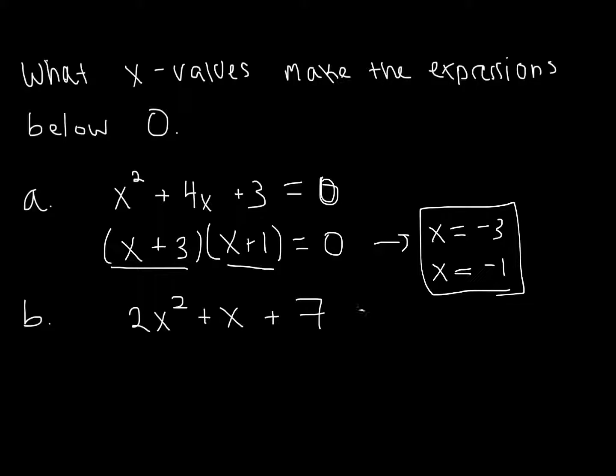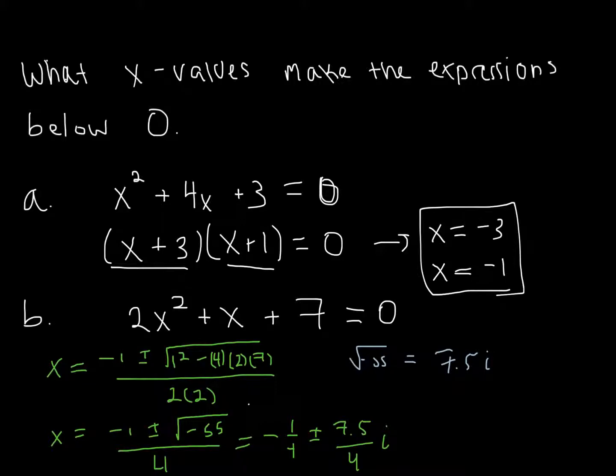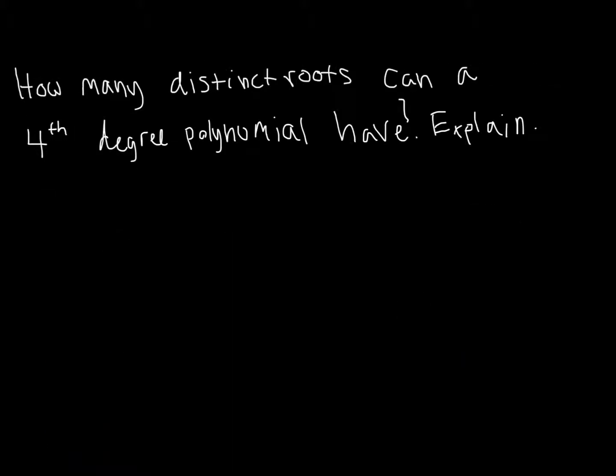For the second one here, we can try and factor this, and what we'll realize is we're going to have to use the quadratic formula, so I'll go ahead and do that, and I'll show you the steps and you can go through it. Alright, so here I've used the quadratic formula to solve, and this is going to be a complex solution. So here are the two solutions: -1/4 plus or minus 7.5 over 4 times i, and those are the two values that will make this equation true.